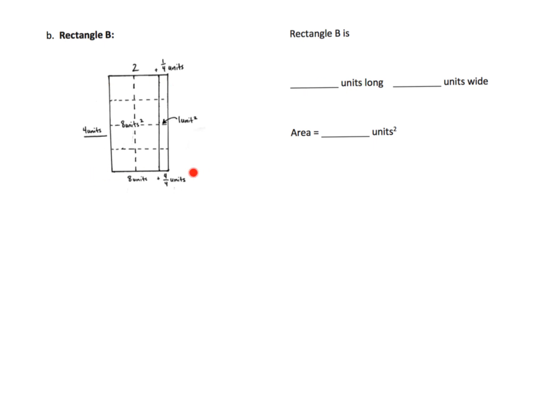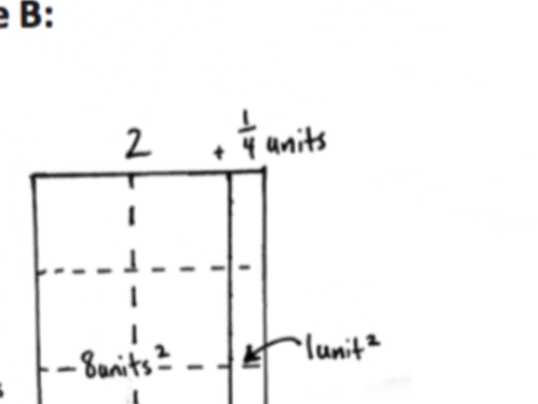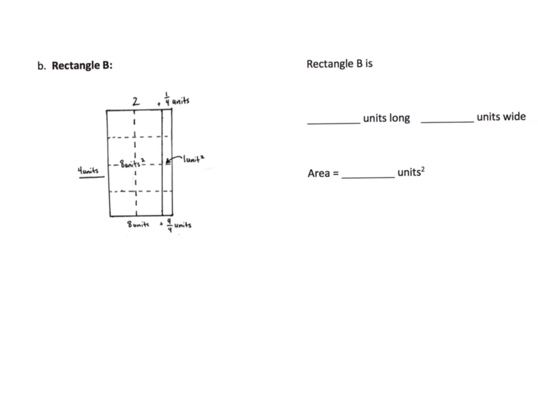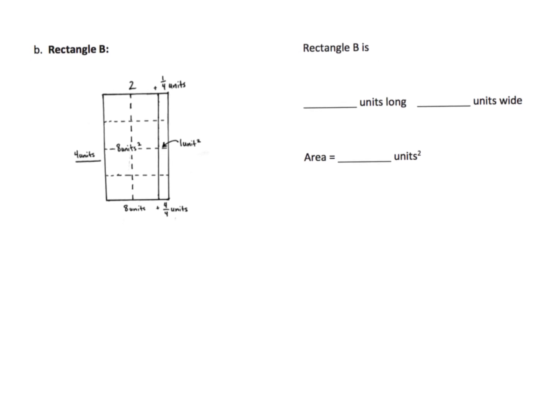The length is this direction, and we can see that they're telling us right up here, and I'm going to zoom in, they're telling us that the length is 2¼ units. So I'm going to zoom back out. So the length is 2¼ and then the width, this piece, is 4.